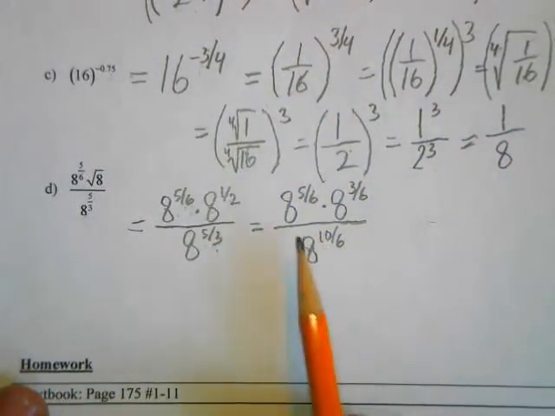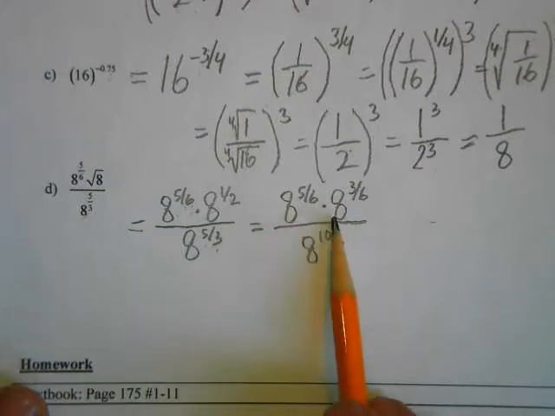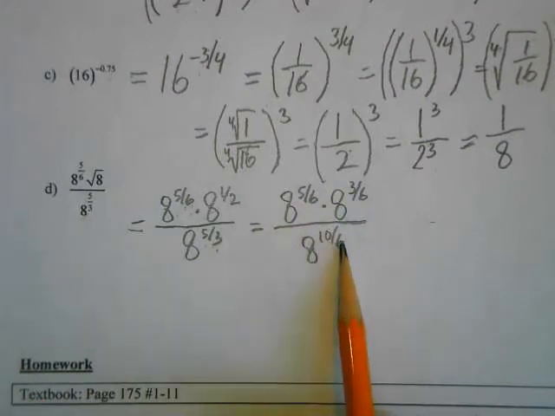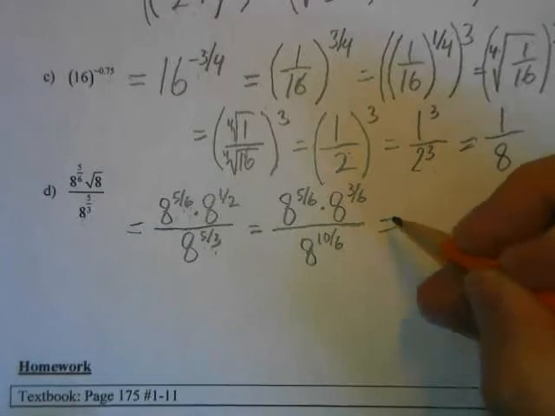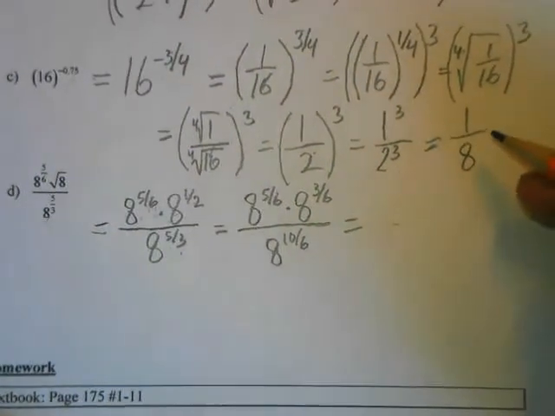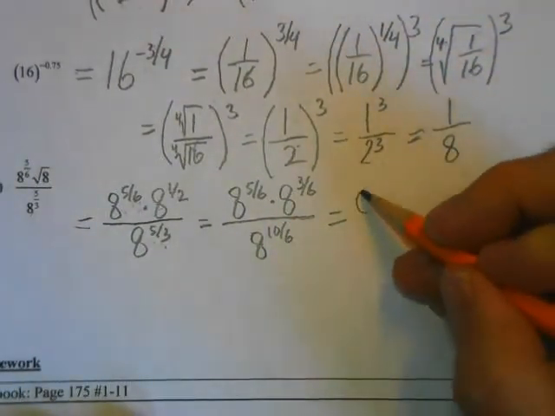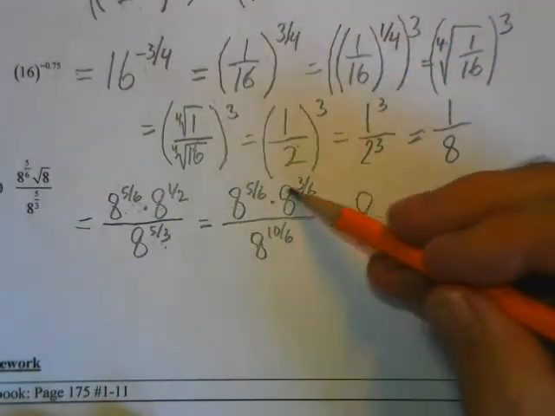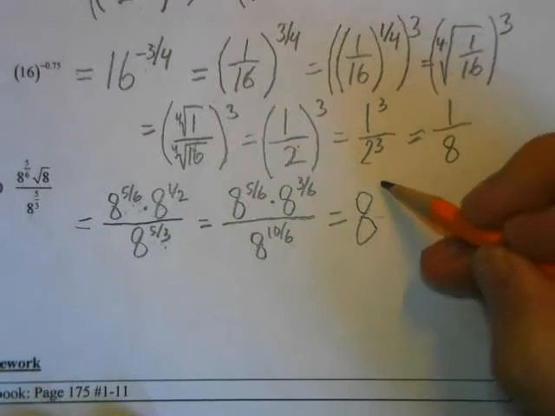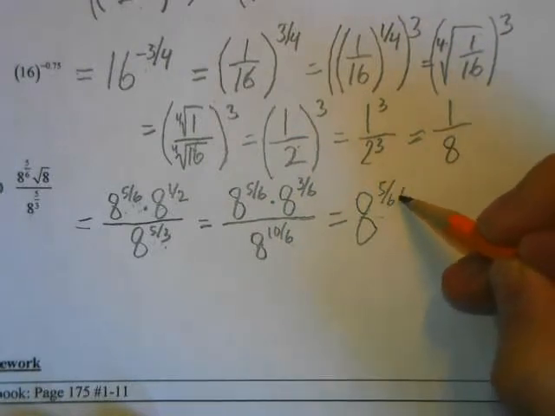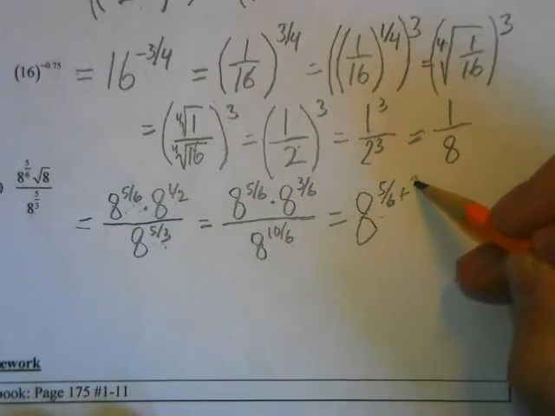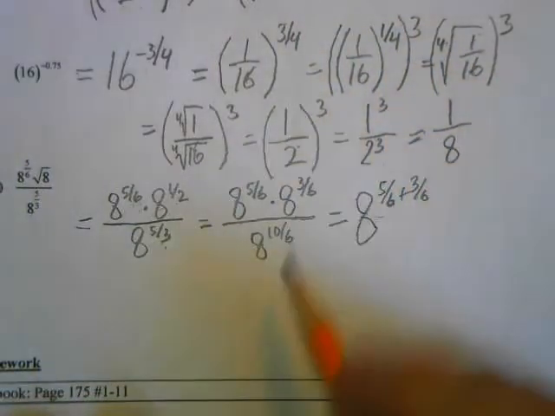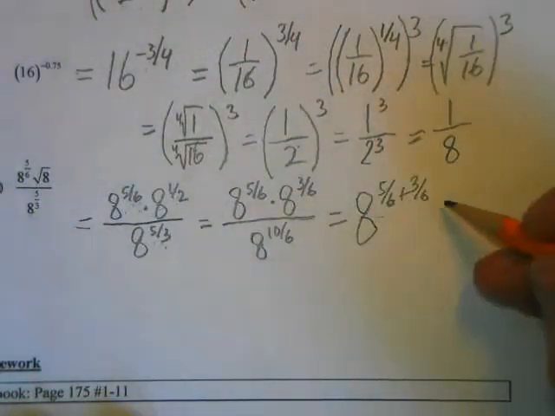So now we've got the same base of 8. We've also got all our fractions with the same denominator. So now we just combine them all together. I'll do that in one step. You can do it in two if you'd like. If I apply the product rule to the top, it's 5/6 plus 3/6. And then the quotient rule part says I'm going to subtract 10/6.